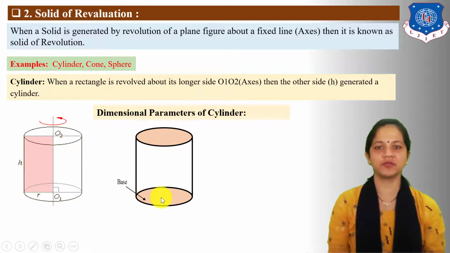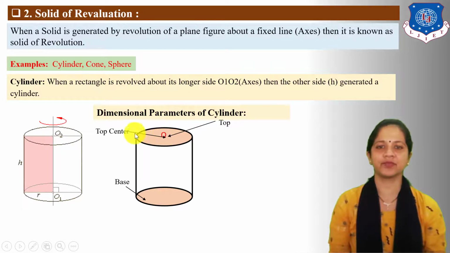This is the base of cylinder. The shape of base is circle. This is the top face of cylinder. The top face of cylinder is also circle. O indicates here top face center. O1 indicates here base center. A line connected to O1 point perpendicular to base indicates here axis of the cylinder.